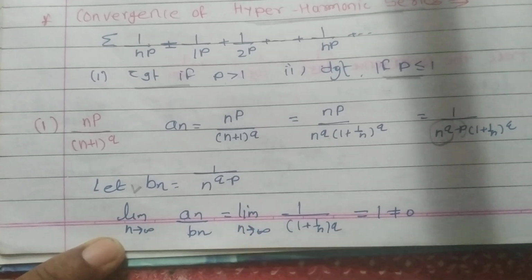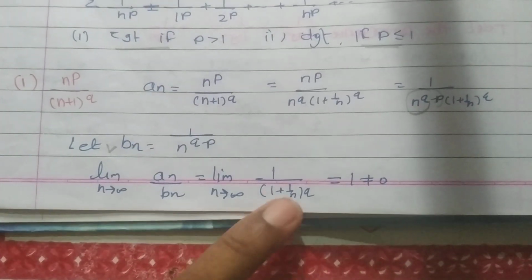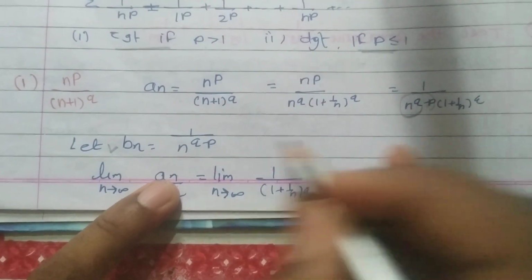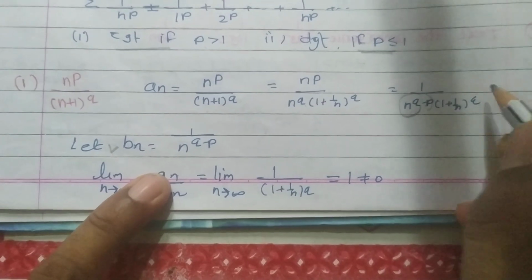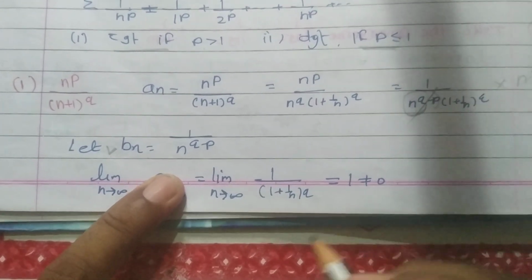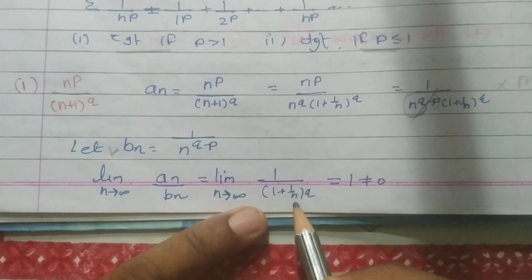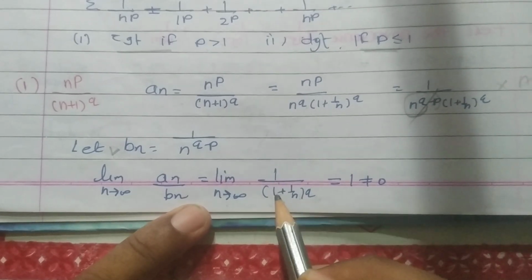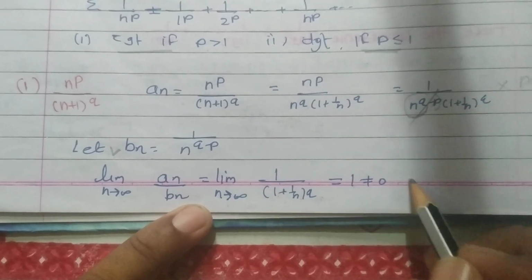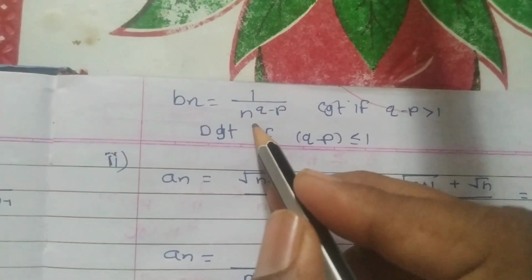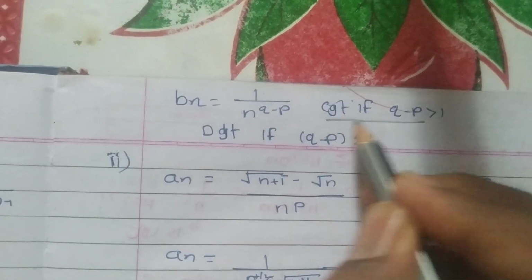Then the limit as n tends to infinity of an upon bn: the n raised to q minus p cancels, and we get 1 upon (1 plus 1 upon n) raised to q. Applying the limit, 1 upon n is 0, so we get 1, which is not equal to 0. Therefore we say that bn, 1 upon n raised to q minus p, is convergent.